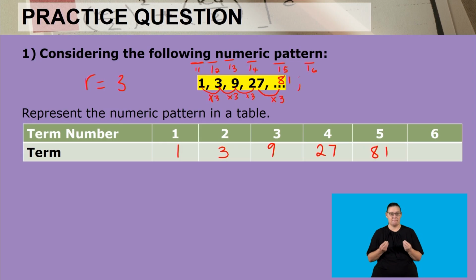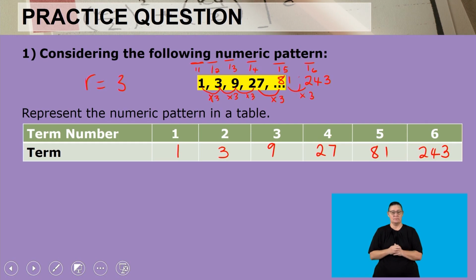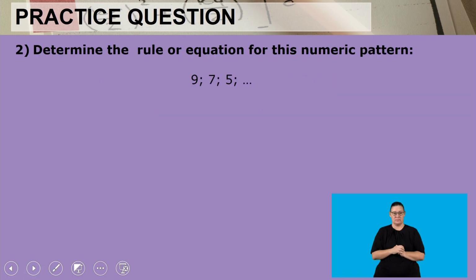And once we have that 5th term, again we are going to multiply by 3, and that is going to give us an answer of 243. So that is us having filled out this numeric pattern in a table. Let's move on to our next question.